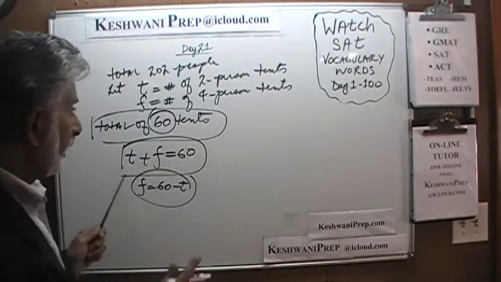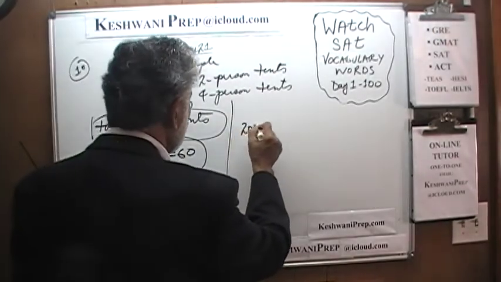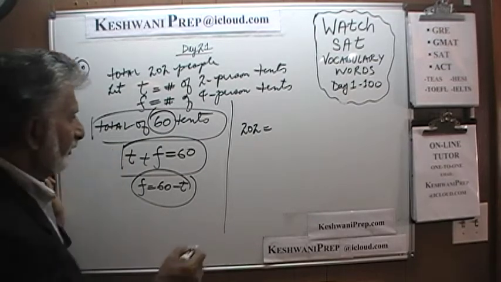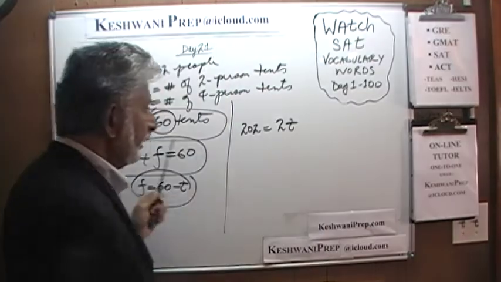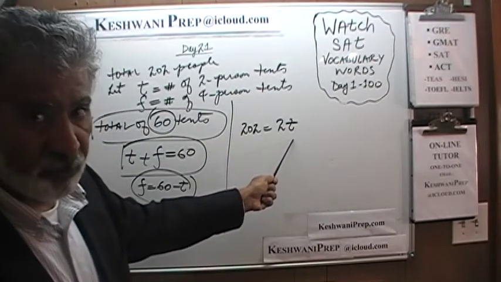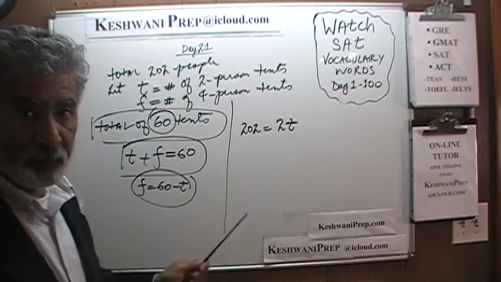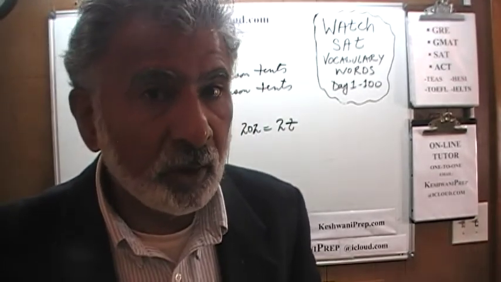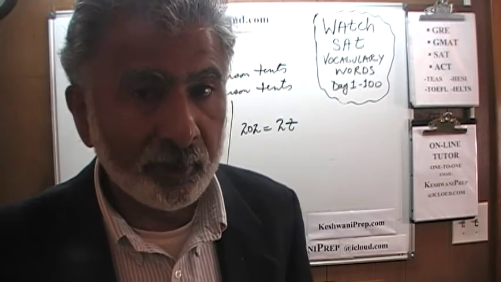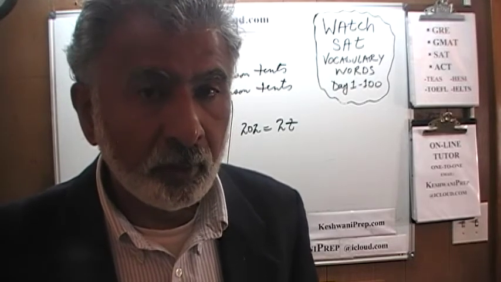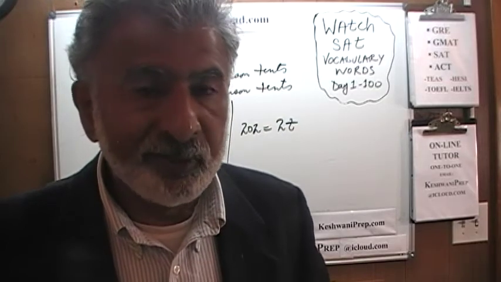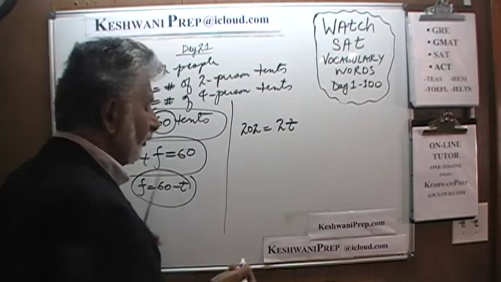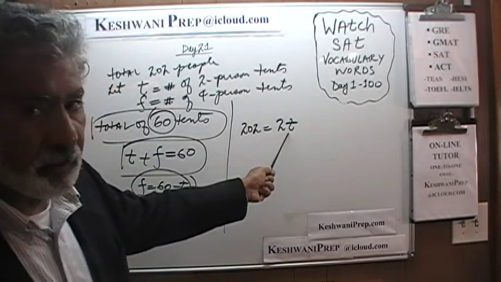So we have a total of 202 people, and they're all in 2-person tents or 4-person tents. And we have T number of 2-person tents, so 2 times T represents the number of people who are sleeping in the 2-person tents, because each of them has 2 people in it. And also we are told, that's why you have to have the book in front of you, because I do not put down every nitty-gritty on the blackboard. What I left out is a very important bit of information. We are told in the problem that it is filled to capacity and nobody is sleeping outside the tent.